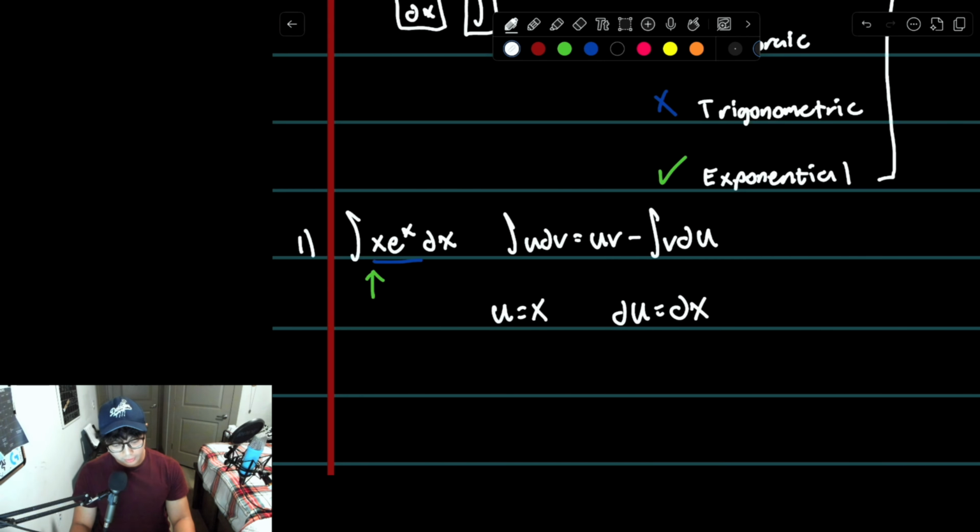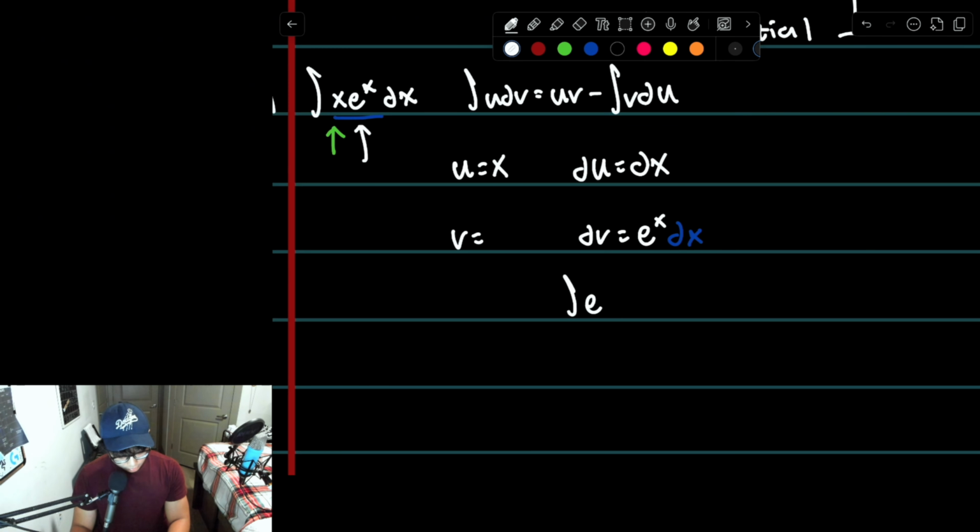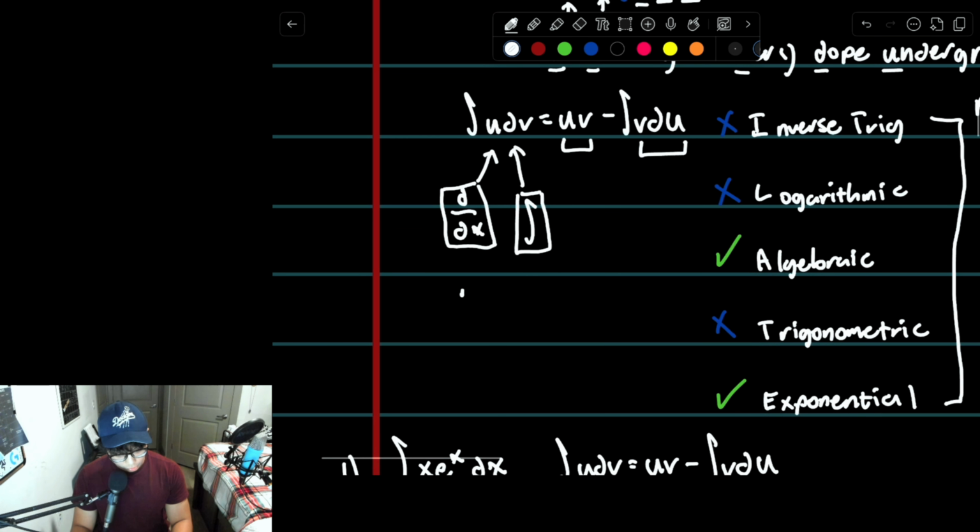Our next step is to find our dv, which in this case is e to the x, because that's what's left in this. We already used up the x, so the rest of the problem is e to the x dx. And our v is going to be the integral of our dv. So we know the integral of e to the x is just e to the x. And how this relates to what I explained earlier is that, remember, our u is what we want to differentiate or take the derivative of, and our dv will be something that we want to integrate.